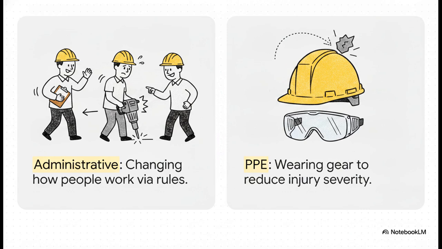So that brings us to the bottom 2 tiers, and these are the least effective because they rely entirely on human compliance. Step 4 is administrative controls. This means changing how people work through rules, training, or worker rotation, like limiting exactly how long one person is allowed to operate a heavy, vibrating jackhammer. Finally, at the absolute bottom is PPE, or personal protective equipment. PPE is the least effective because it doesn't manage the hazard itself. A hard hat or safety glasses only reduce the severity of an injury upon direct contact, and that is exactly why PPE is meant to be used in combination with higher-level controls, never as your only line of defense.